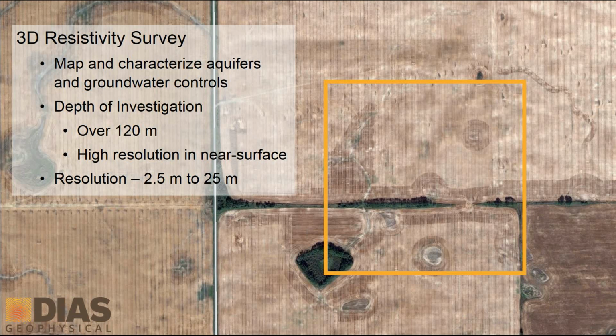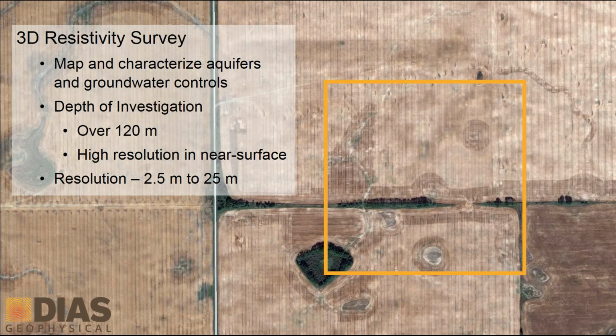So we completed a 3D resistivity survey in an application where we're trying to map and characterize aquifers and to understand sort of controls on the groundwater through the survey area. We surveyed a relatively small block. That orangish square is 500 meters by 500 meters. It's in the middle of a farm field. And the idea was to map down to a depth of over 120 meters with the resistivity parameter, but also get some high resolution information in the near surface.